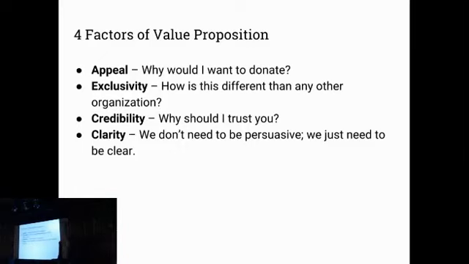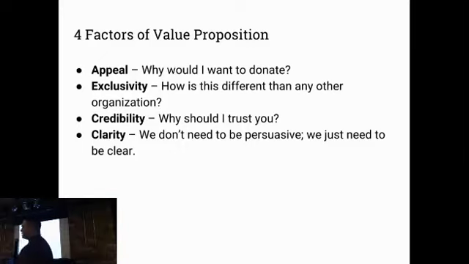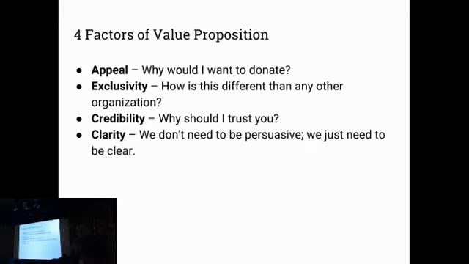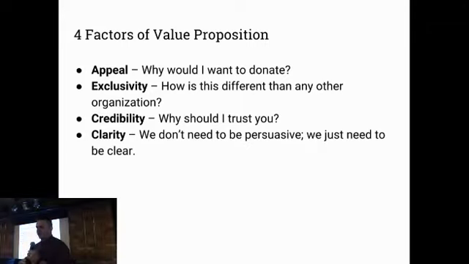So the folks at Next After summarized four ways that you can answer the value proposition question. The first is just appeal, right? Why would they like your cause? Why should they donate? Again, that's a pretty basic one. Exclusivity, maybe you're the only one doing this, you're the only one in the area, you have some unique model or something like that. Credibility is just, why should I trust you? And the last one is clarity. So you don't really need to be persuasive at this point. It's just like, this is what we do. This is what's going on.